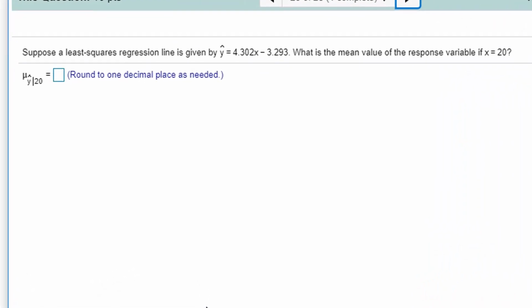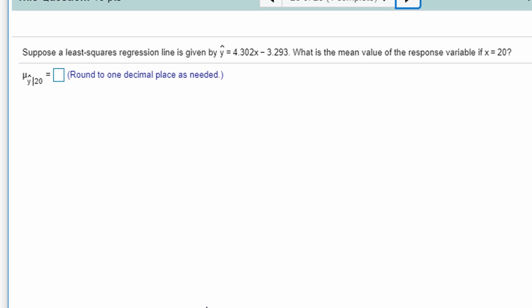Suppose a least squares regression line is given by y hat equals so forth. What is the mean value of the response variable if x equals 20? So what I'm asked is essentially, here's an equation. I want to plug in a value for x and see what I get for y.